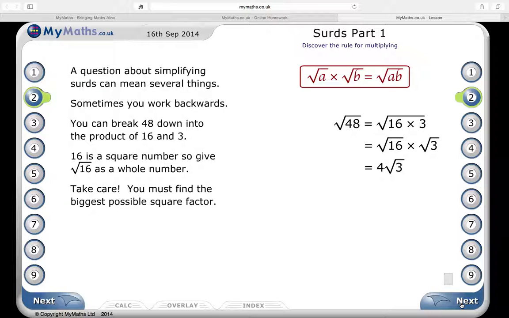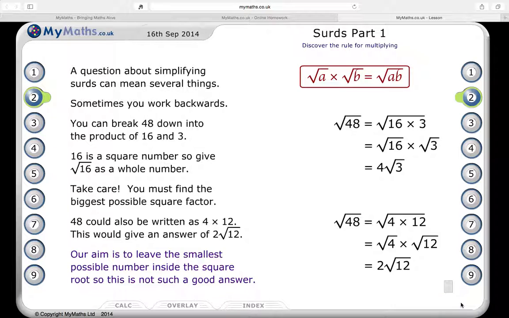Take care, you must find the biggest possible square factor, otherwise your answer is not simplified to its full extent. 48 can also be written as 4 times 12, which would give you an answer of 2 root 12. For instance, if we look on the bottom right of the screen, it says here root 48 is equal to root 4 times root 12. And root 4 is 2, so the answer there is 2 root 12.